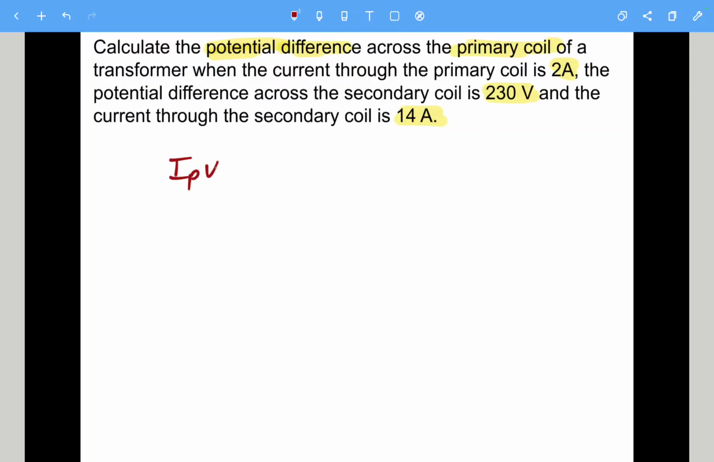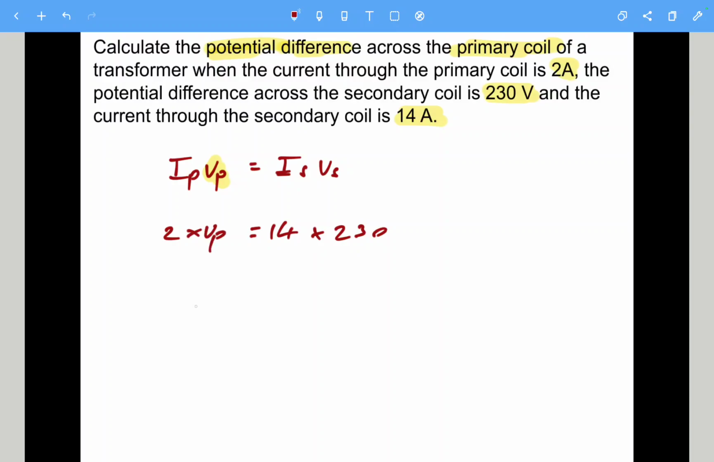Current on the primary times voltage on the primary is equal to current on the secondary times voltage on the secondary. And we need to find VP, voltage primary. So the current on the secondary is 2 amps. Oh, no, it's not. It's 14 amps. So it's 14 times voltage secondary 230. And that's equal to current on the primary, which is 2, times the unknown VP.